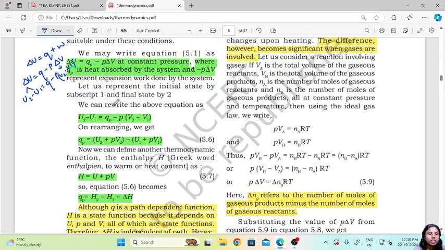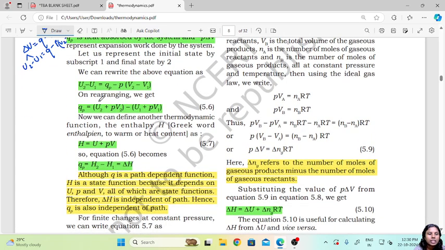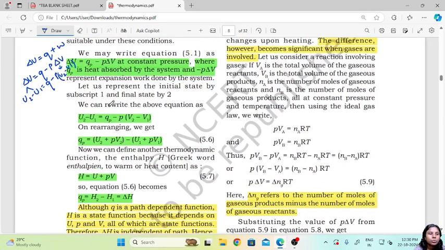Then on rearranging, the QP term we have taken on one side. Here we have opened up this bracket. So we have U2 minus U1 equals QP minus PV2 minus PV1. Now we have rearranged this. So this QP we have taken on one side and on the other side we have taken the terms with the subscript 2 together, so U2 plus PV2, and the other will be U1 plus PV1.